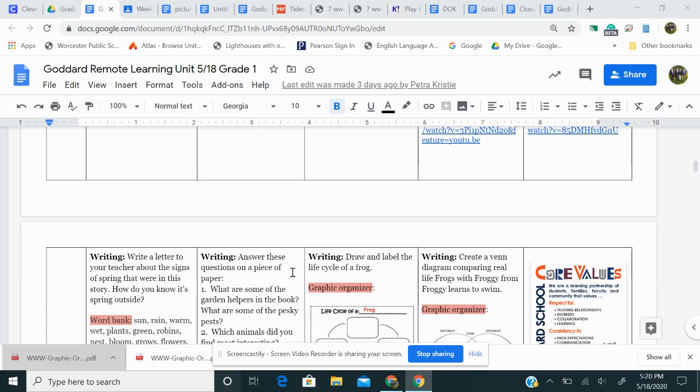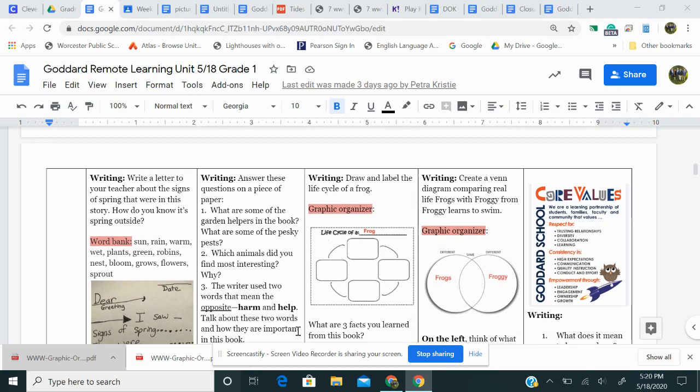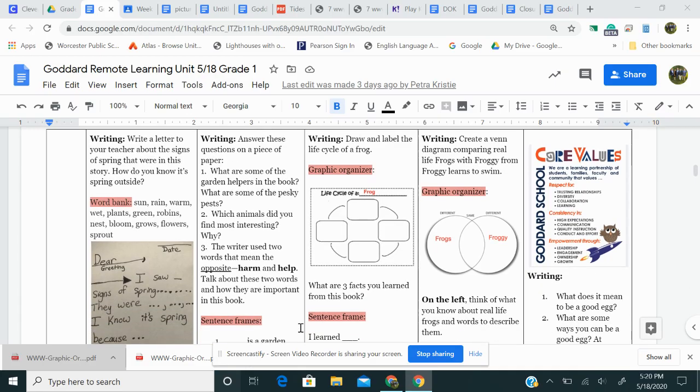Question 1, what are some of the garden helpers in the book? What are some of the pesky pests? Number 2, which animals did you find most interesting? Why? 3, the writer used 2 words that mean the opposite, harm and help. Talk about these 2 words and how they are important in this book.